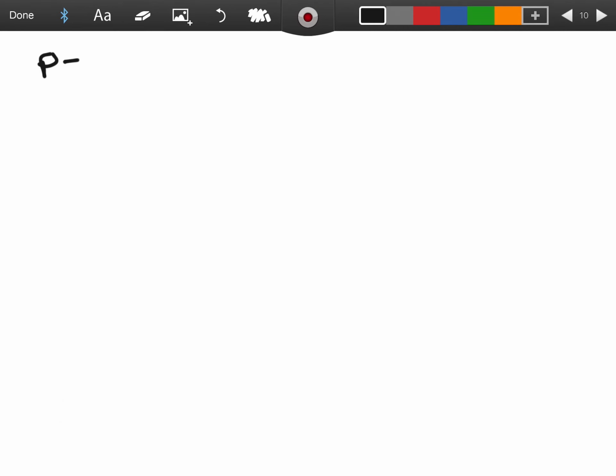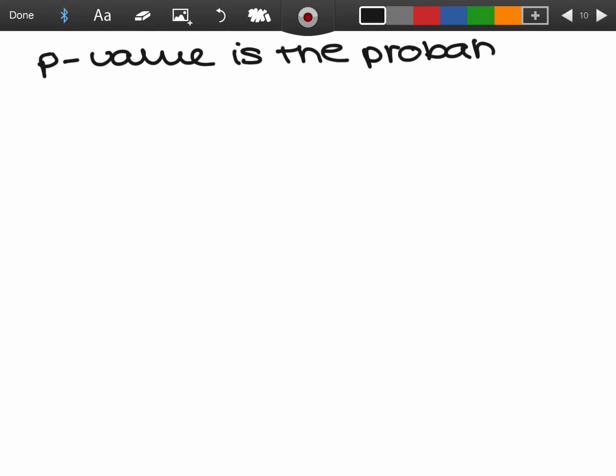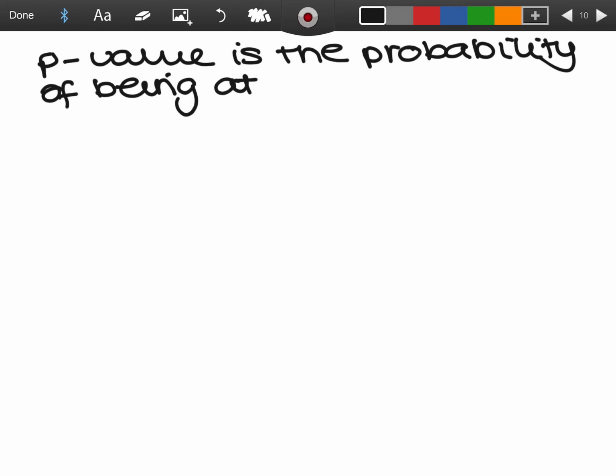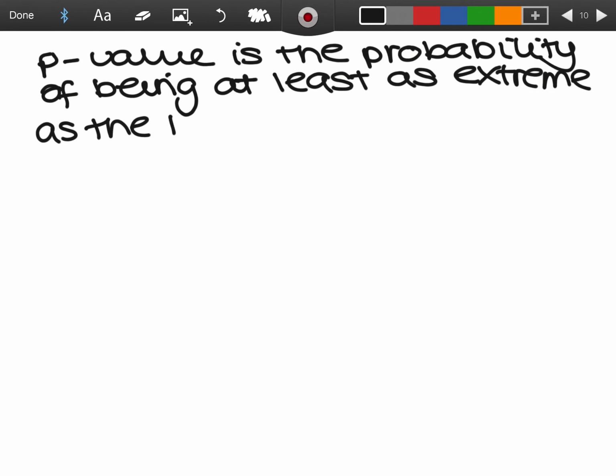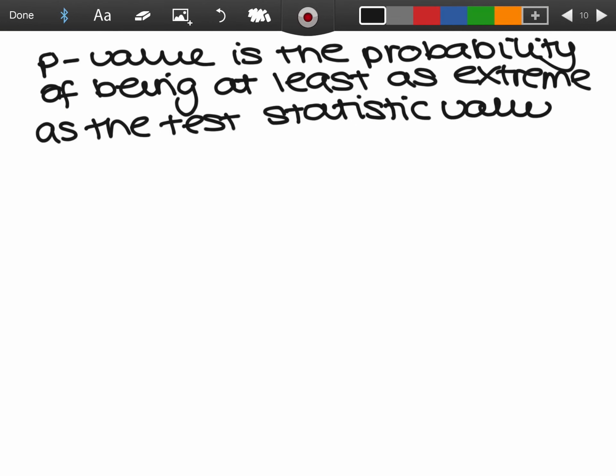The p-value is the probability of being at least as extreme as the test statistic value.